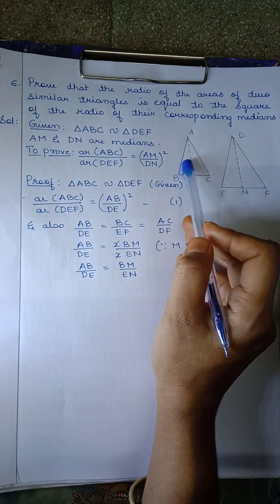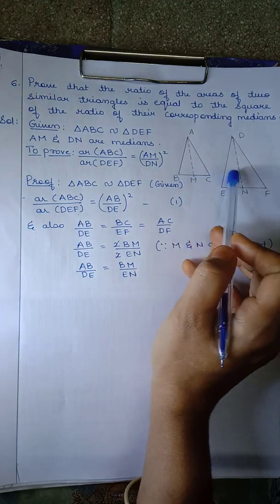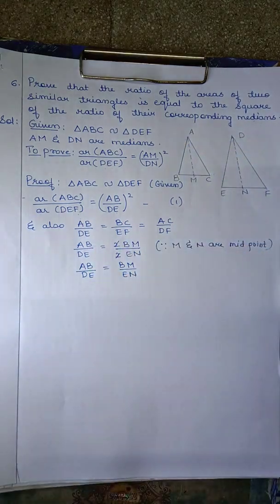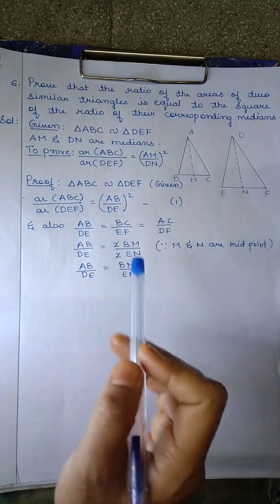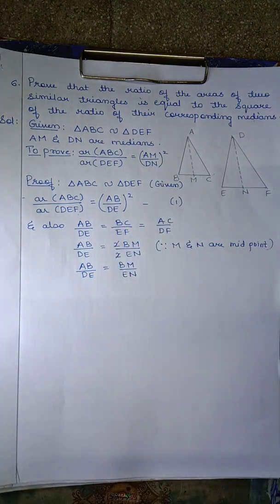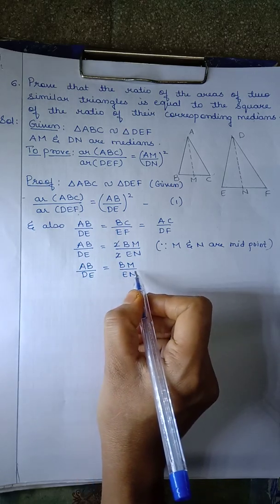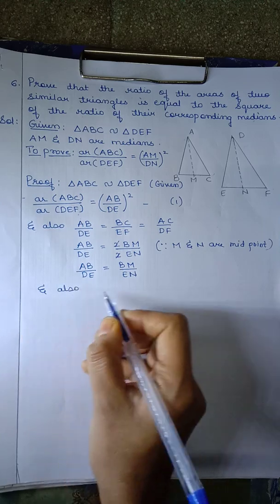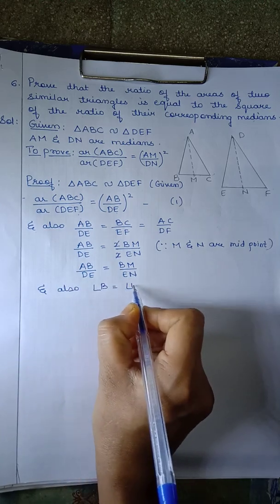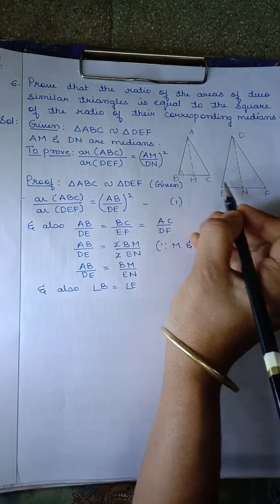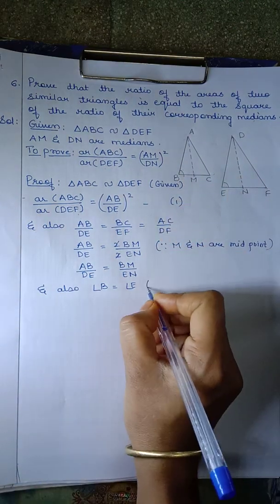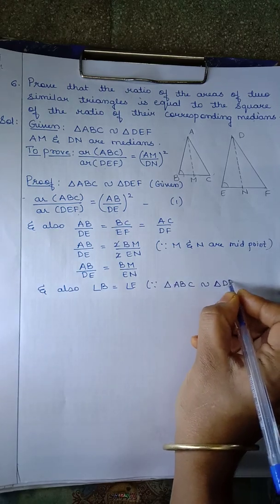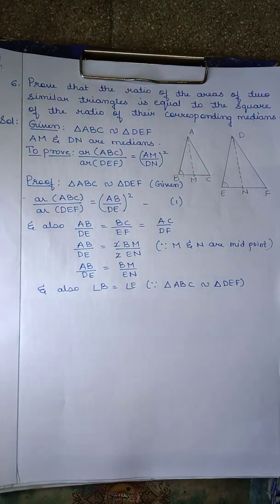Okay, so when these two triangles are similar, again we can write the ratio of these three corresponding sides will be equal, and then we can replace AB by DE with AM by DN. Okay, so now here we got AB by DE is equal to BM by EN, and also angle B is equal to angle E, isn't it? Angle B is equal to angle E. Why? Because triangle ABC is similar to triangle DEF. When triangles are similar, their corresponding angles will also be equal.